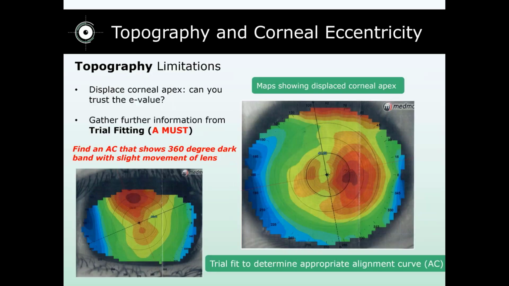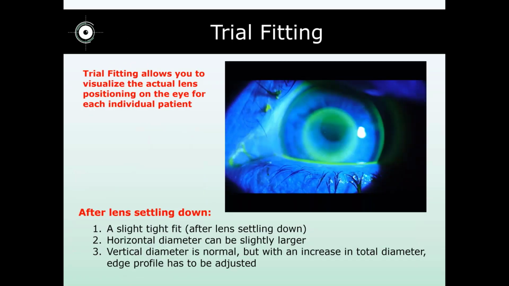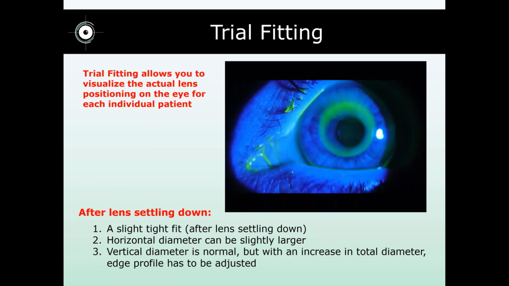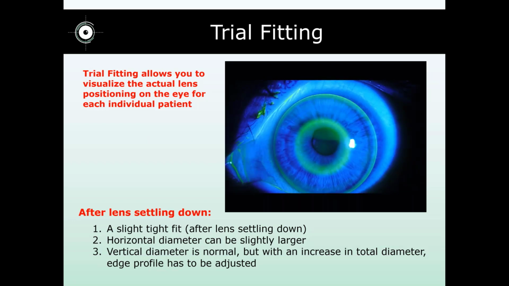So when you deal with this displaced apex, this is a 45 years old patient that came 6 months ago, and I have to put in different trial lenses to find the best. A trial fitting is a must in this case. Find an AC that shows a 360-degree dark band with slight movement to find out the proper alignment curve. So this is to show you how to evaluate the proper lens on the eye.